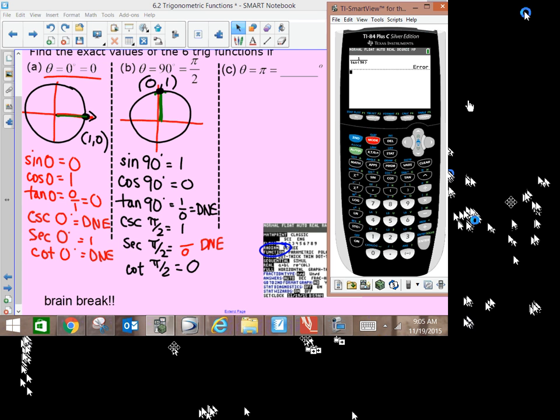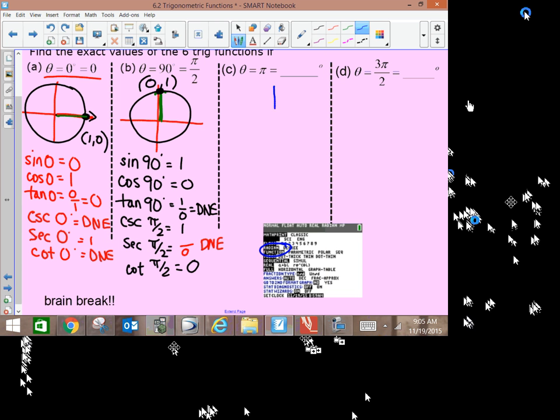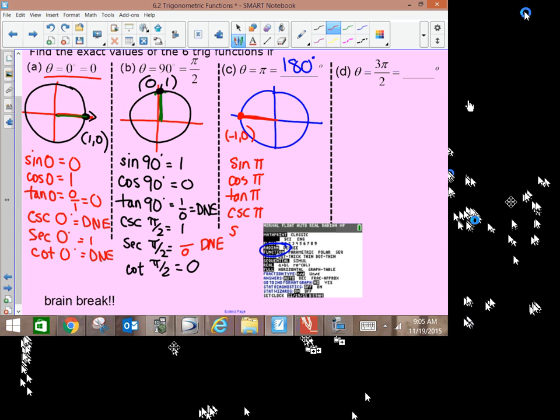Okay. So let's try pi. Where's pi in the unit circle? 180 degrees, that's right. The terminal ray looks like this. Right there is P. What is the ordered pair at P? -1, 0. Okay. So here we go: sine of pi, cosine of pi, tangent of pi, cosecant of pi, secant of pi, and cotangent of pi.